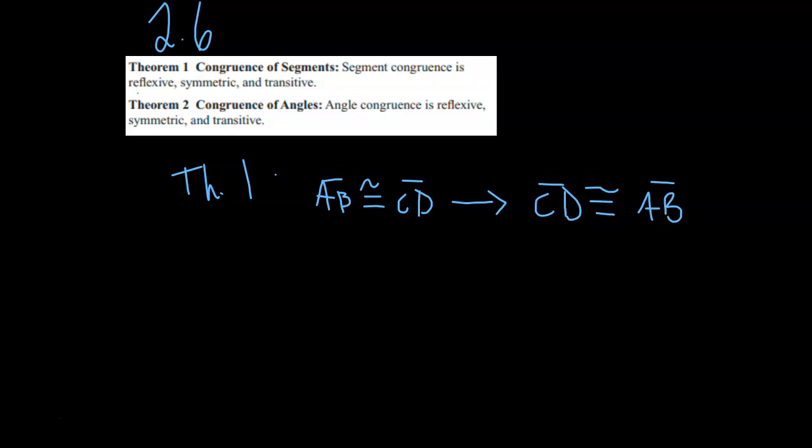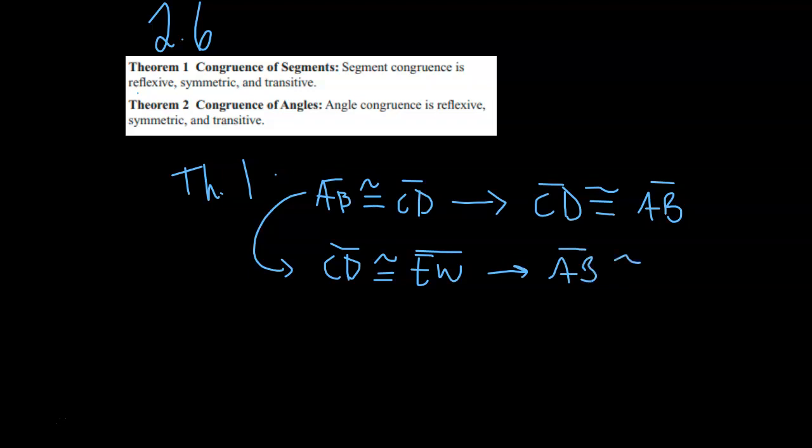And then the transitive property would say, if I have AB is congruent to CD, and I have CD is congruent to some other line segment, for instance, EW, this transitive property implies AB is congruent to EW.